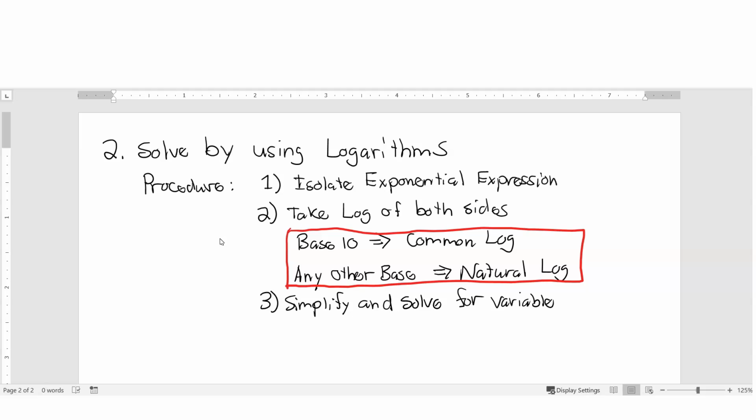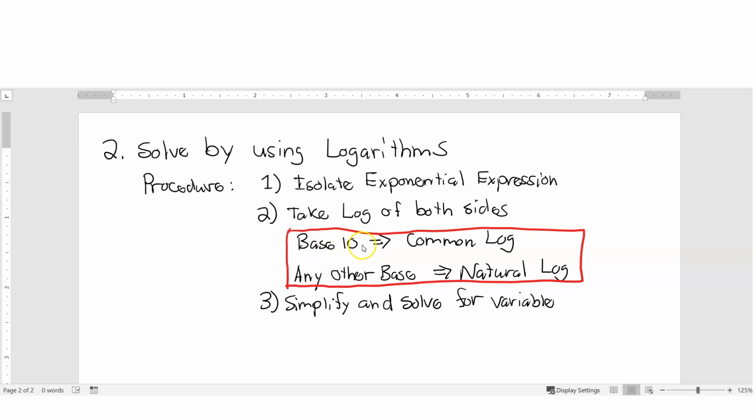While some exponential equations can be solved by expressing each side as a power of the same base, most exponential equations cannot be solved using that method. And so now we'll look at our other method for solving exponential equations, and that will be using logarithms. Our procedure will be we'll isolate the exponential expression containing the variable, and then we're going to take the logarithm of each side. Now, there are two cases of this step.